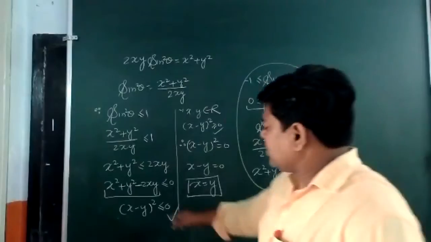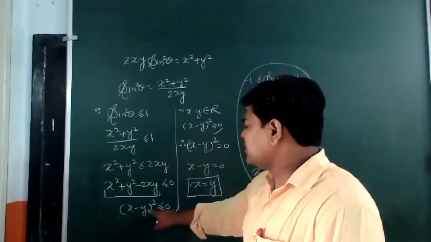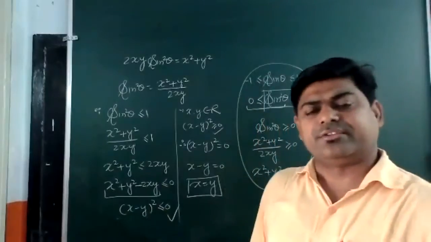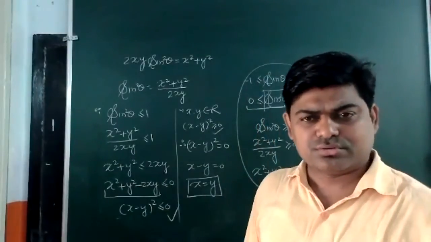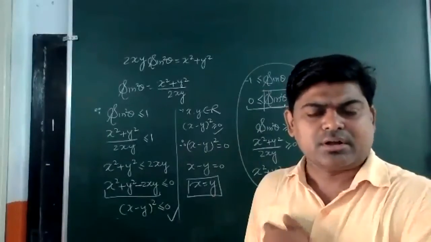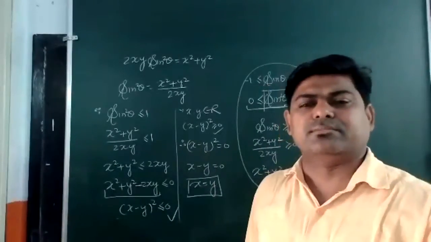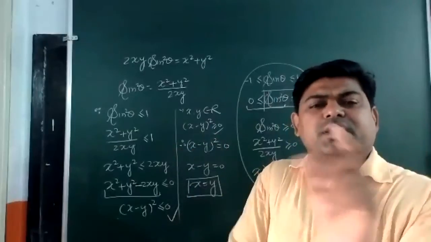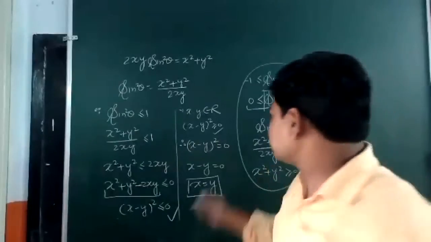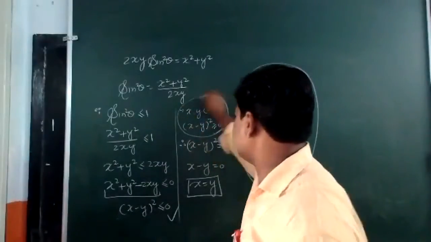Second point, we have x minus y the whole square less than or equal to 0. Less than or equal to means what? Either it is negative or equal to 0. So as I told you, if x and y both are real numbers, their difference should be a real number, and the square of a real number will never be negative. Am I correct? So that's why I wrote these two lines.